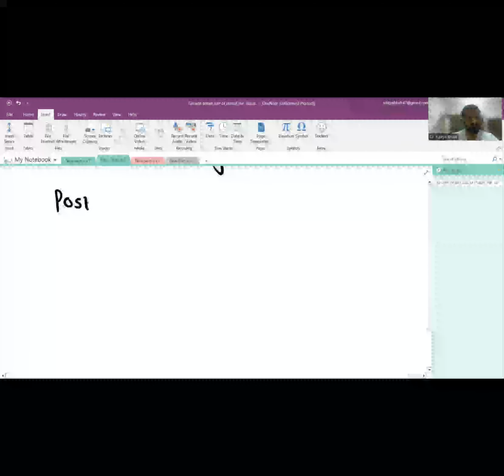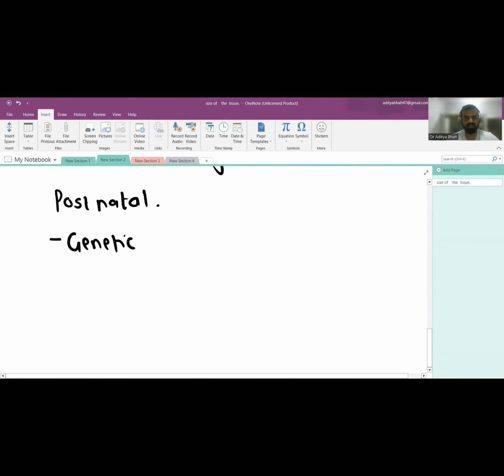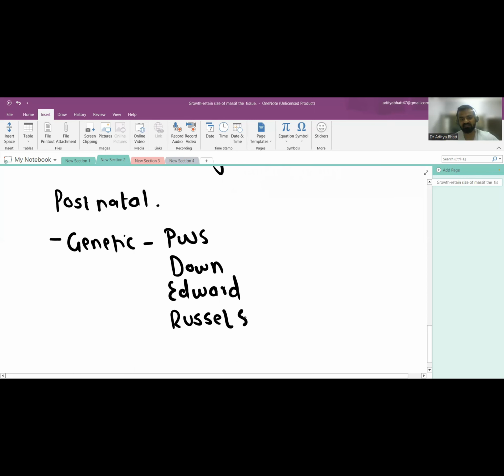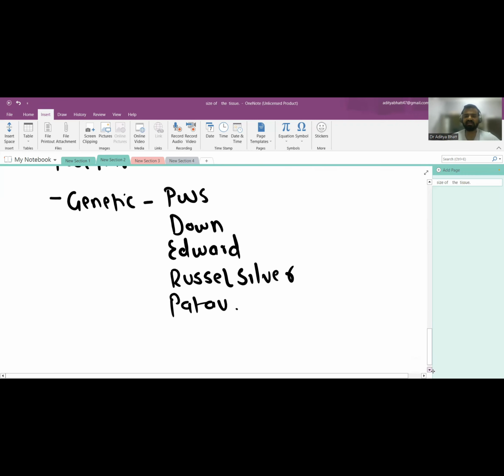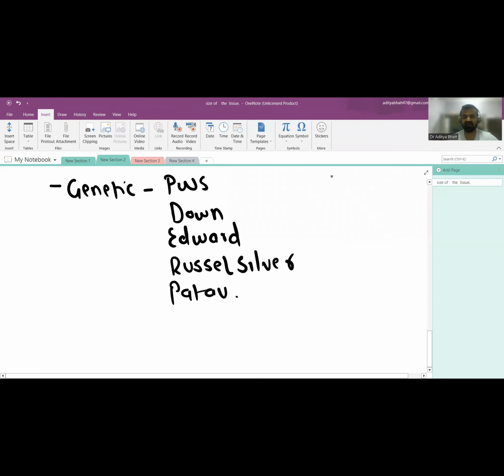Now, postnatal factors, which influence the growth of a child. Again, we begin with genetic factors and syndromes like Prader-Willi syndrome, Down syndrome, Edward syndrome, Russell-Silver syndrome, or Patau syndrome. In all these syndromes, the child has restricted growth, the final height is less, even in Turner syndrome.